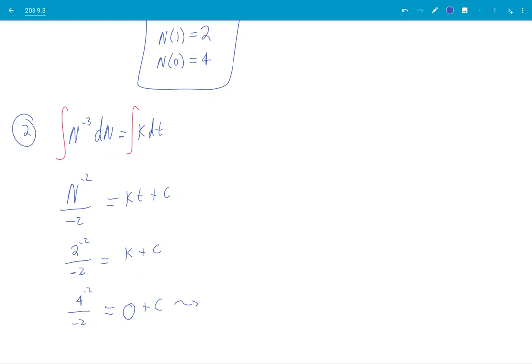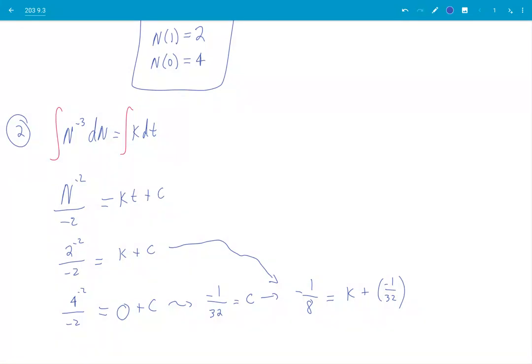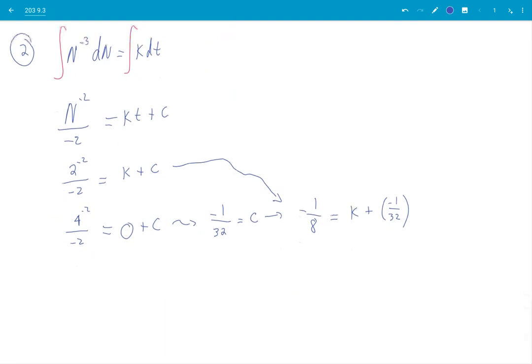So from here I get, what is that? Negative 1 over 32 is c. And then from this one, I get negative 1 over 8 is equal to k plus c. So what does that tell me? It tells me k is equal to 1 over 32 minus 1 over 8, which is what? Negative 3 over 32. Okay, so I got my c and I got my k.